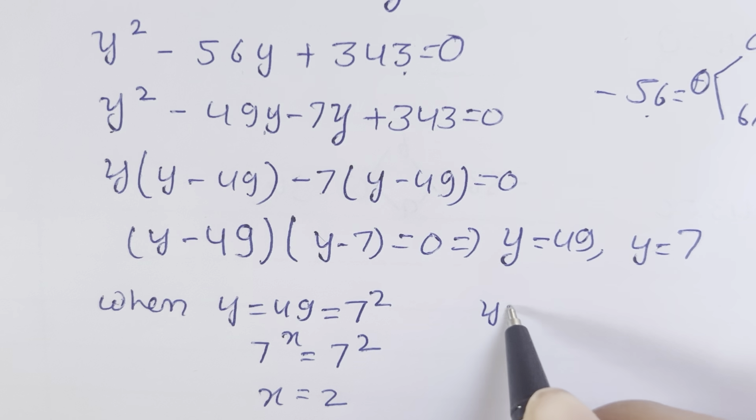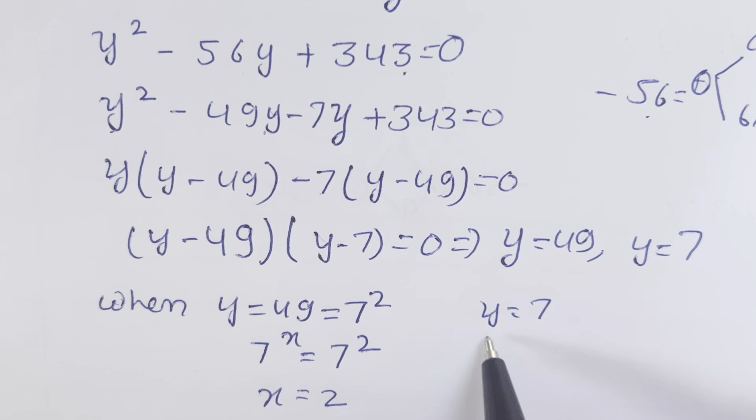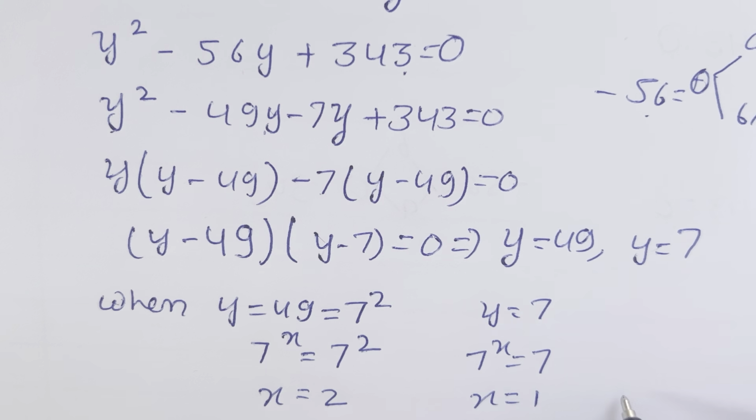And when y = 7, it means 7^x = 7, so x should be equal to 1. Hence we get the two solutions of the given equation: x = 1 and x = 2.